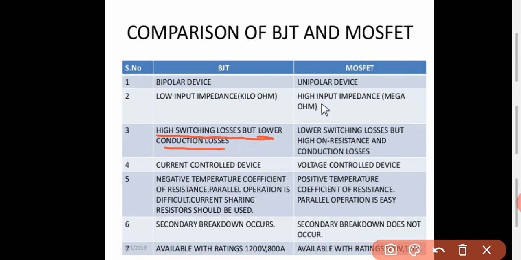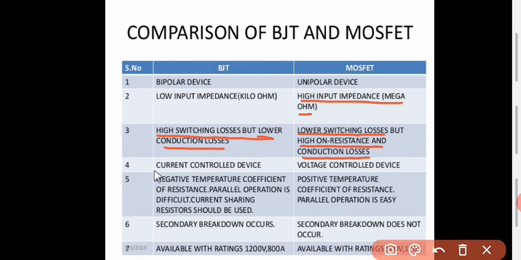But in the MOSFET, the input impedance is high. It is in the range of mega ohms. So the current taken from the gate signal is very low. That's why it has lower switching losses. But the on-state resistance is high, so in the on-state it has high conduction loss. So BJT has high switching loss and low conduction loss, while MOSFET has low switching loss and high conduction loss.